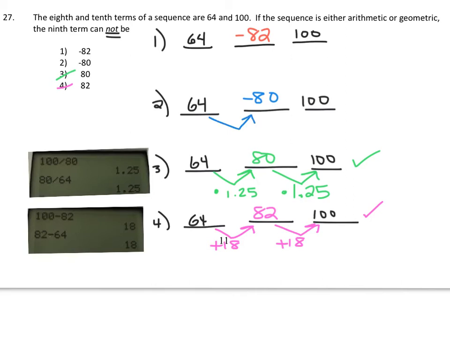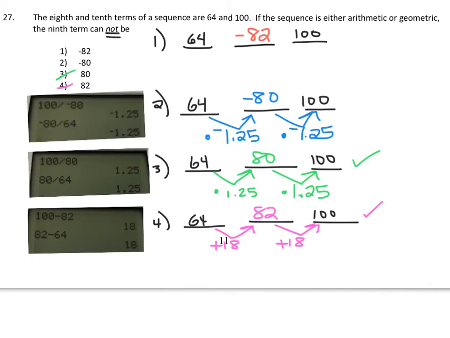Okay, to go from here to here, we're just multiplying by negative 1.25. And same thing, to get from here to here, we're multiplying by negative 1.25. If you can't see that, you can rely on the calculator. I did it here with 100 divided by negative 80, which is negative 1.25. Negative 80 divided by 64 is also negative 1.25. So we know that, through process of elimination, choice 1 has to be the answer, but let's just double check.